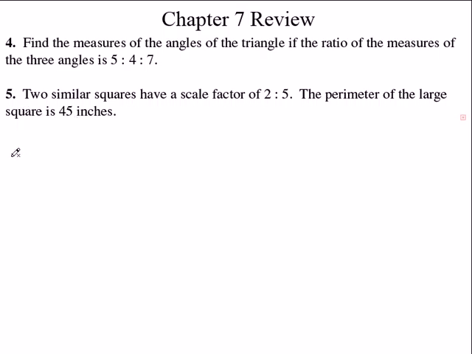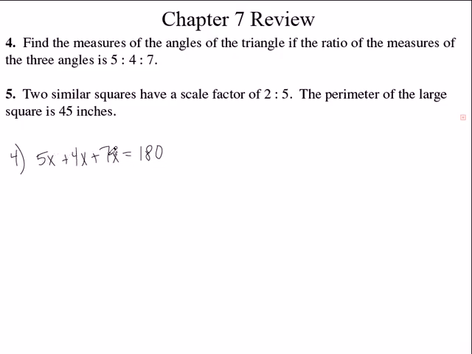Alright, this problem number 4 is very similar to that first problem we did, except we're not talking about the sides of a triangle, we're talking about the measures of the angles of the triangle. It says the ratios have a measure of 5 to 4 to 7, but it doesn't say what they total to. They don't have to, because you know that the angles total to 180 degrees. So I'm going to do the same basic thing. I'm going to go 5x plus 4x plus 7x. Now this time it equals 180 because there's 180 degrees total in this triangle.